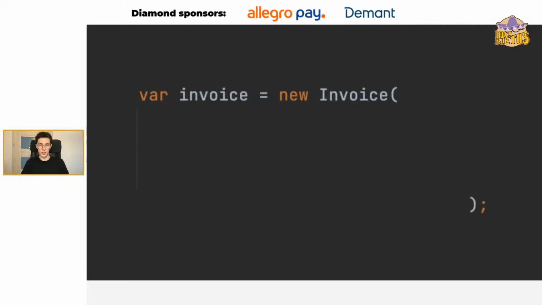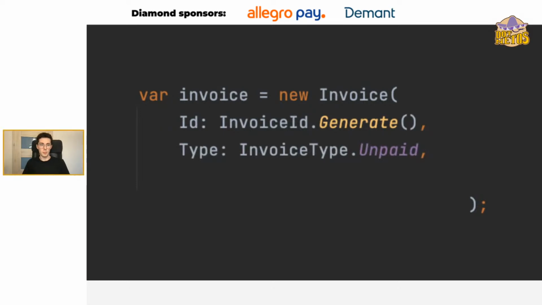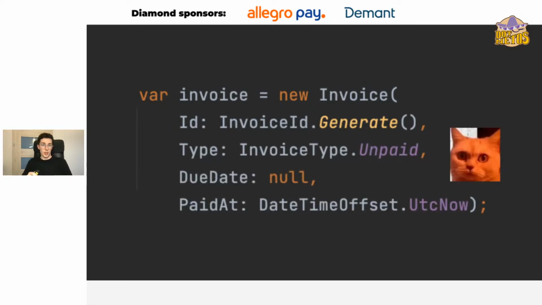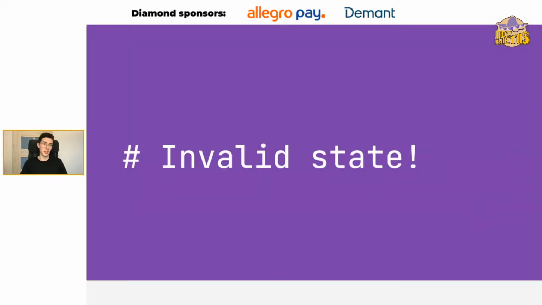So let's initialize it right now. We generate the ID, set the type to unpaid, and we lie. And we basically lie here because it's possible to make an unpaid invoice with a paid at date. Nothing really stopped us from it, and we can very easily create the invalid state. And good luck to someone who's going to debug it.